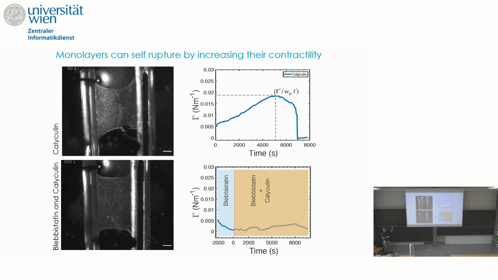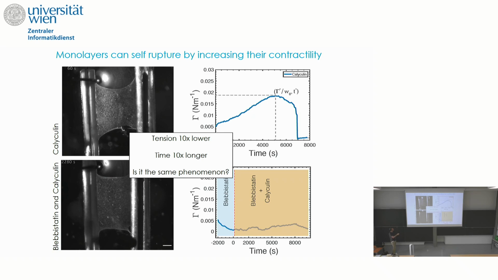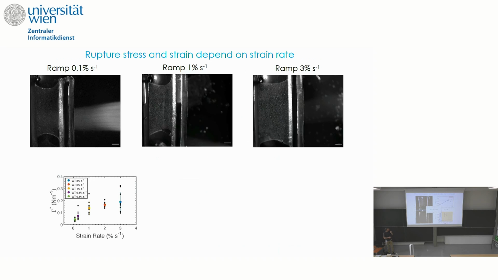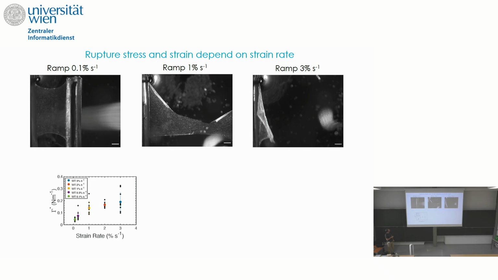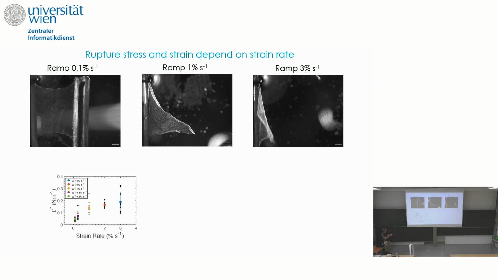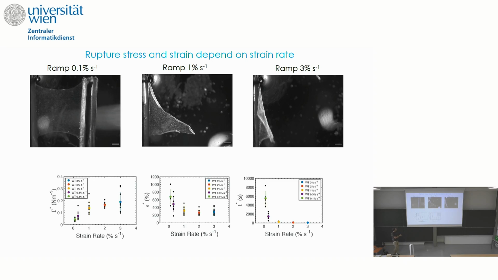But one thing that's different between these experiments and the previous experiments that I showed you is that tension in these experiments is about 10 times lower than in the experiments where I apply a ramp, and the time that it takes for cracks to appear is 10 times longer. So you might even ask whether it's the same phenomenon. And to try and gain some insight into that, what we did is that we carried out experiments at different strain rates, so from 0.1% per second to 3% per second. What we can see in this case is that the rupture tension increases with strain rate, but the rupture strain and the rupture time decrease with strain rate.